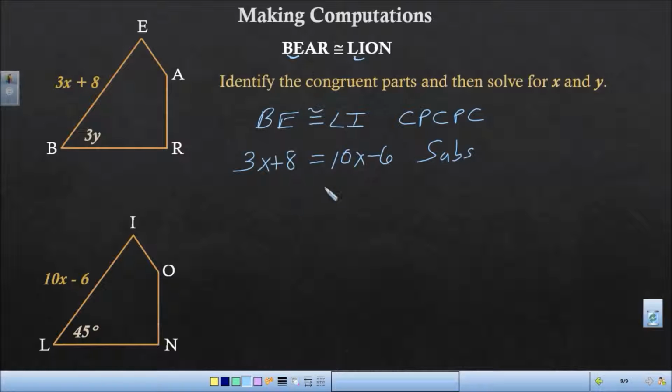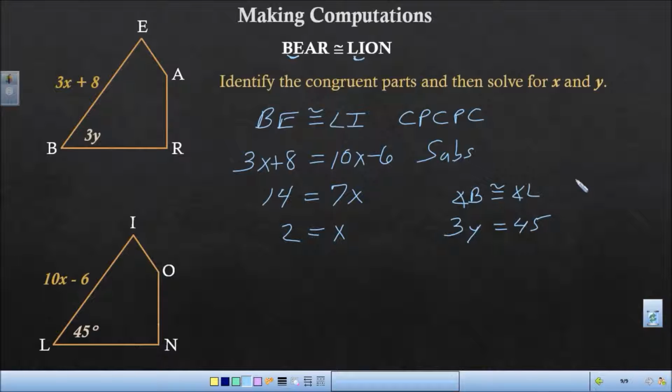All right, and then of course we can solve. Add 6 to both sides, we get 14 over here. Subtract 3x from both sides, we get 7 over here. So x is equal to 2. Likewise, I know that angle B is congruent to angle L. So 3y is equal to 45. Incidentally, this is CPCPC again. All right, and then we divide both sides by 3, we get 15. Easy enough.